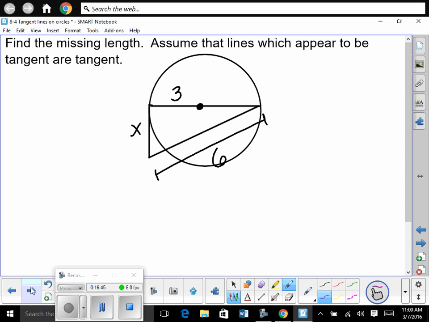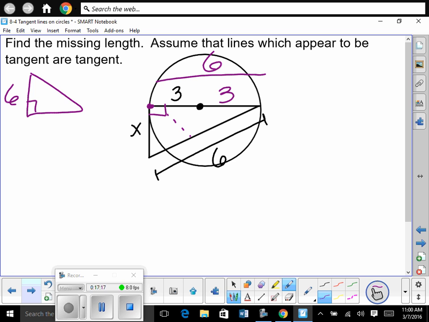Looking at the picture here, we've got to be careful. It says, assume the lines which appear to be tangent are tangent. So first of all, this is not the tangent line, neither is this. This is the tangent line. Here's the point of tangency. When we drop a radius to the point of tangency, it creates a 90-degree angle, correct? Now very careful here. I'm going to draw this one out. We have a right angle. This side is 3. If this radius is 3, what's this radius? 3. So the total length would be 6, our hypotenuse is 6.